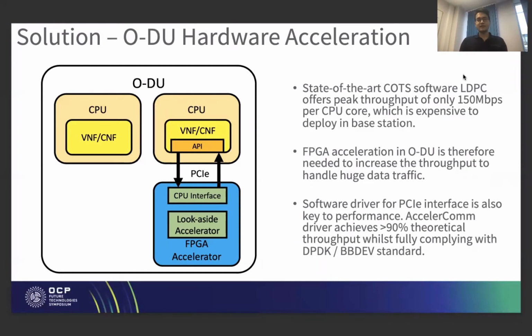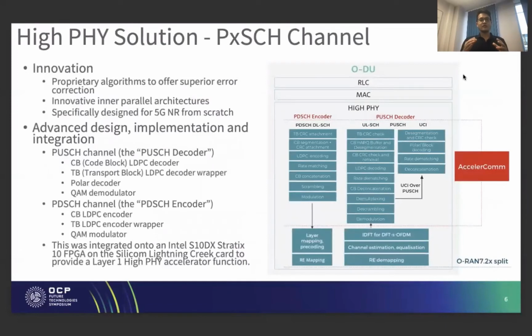And before we dive into details of our solution, the software driver for the PCIe interface is harder than you think to implement. So at AccelerComm, we came up with a driver that achieves more than 90% of the theoretical throughput for the PCIe interface. Now, to accelerate the RAN, we have come up with a solution called PXSCH channel IP, as you can see on the right.